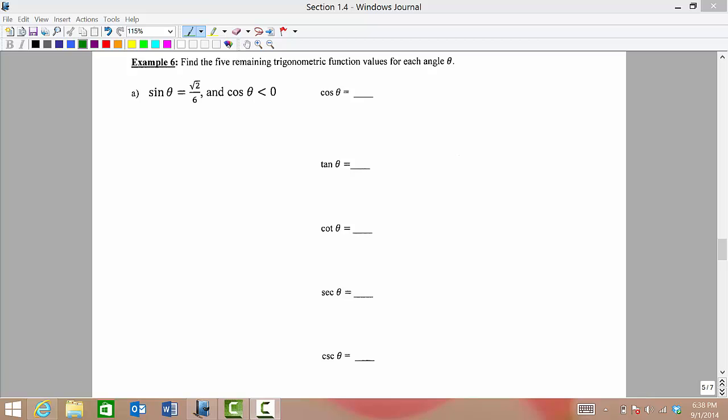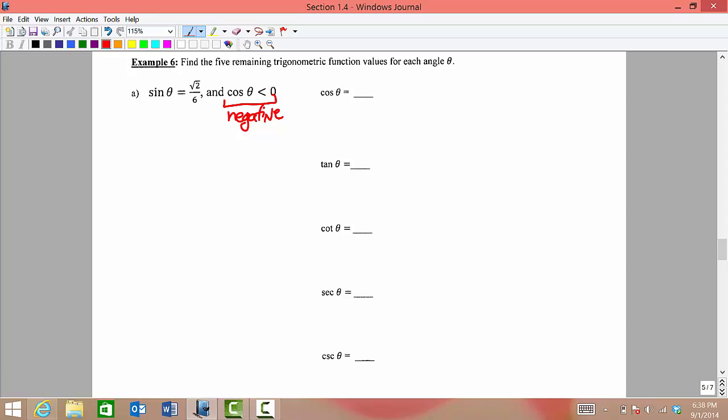Here in example 6, we are asked to find the values of the 5 remaining trigonometric functions for each angle theta. So for part A, sine theta is equal to the square root of 2 divided by 6, and we are told that cosine theta is less than 0. Remember that cosine theta less than 0 means that cosine is negative, and that will help us to determine what quadrant we are located in.